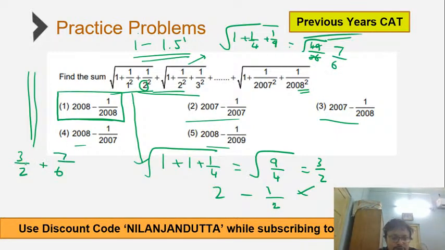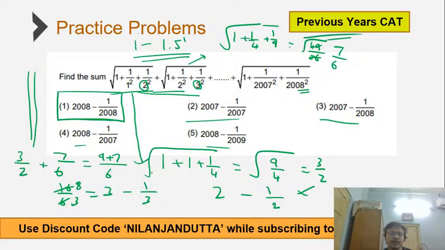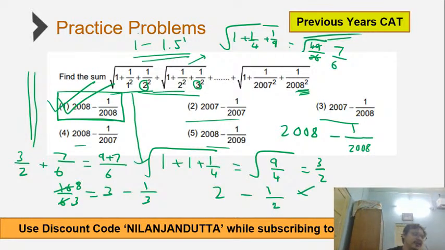So now if I add the first two terms, 3 by 2 plus 7 by 6, I end up getting 9 plus 7, that is 16 by 6, which is nothing but 8 by 3. 8 by 3 can be written as 3 minus 1 by 3. So again, it is this term minus the reciprocal of this term, which means similarly, if I go up to 2008, the answer should be 2008 minus the reciprocal of 2008, that is 2008 minus 1 by 2008. This is exactly how the first option is defined.